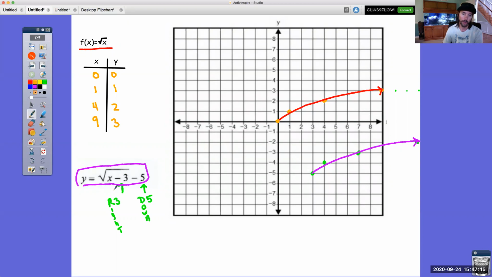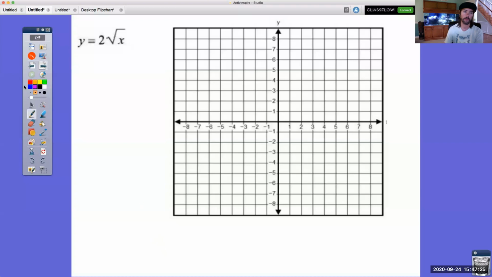Anything in the square root is your left and right opposite movements. Anything outside of the square root, after it, is your up and down movements. Here's your next question. Oh, I went too far. Let me back up.